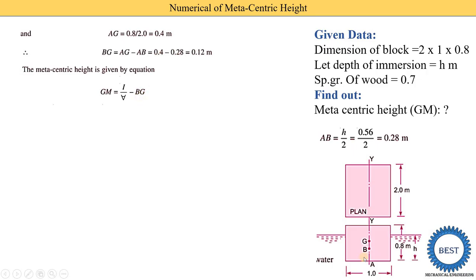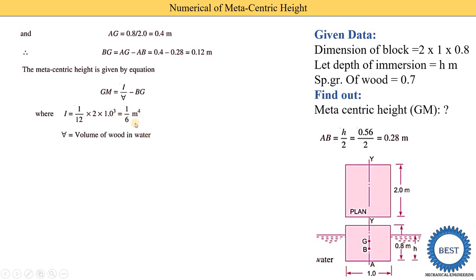And BG means the distance between the buoyancy point and gravitational point, which is equal to AG minus AB. So last we found AB and here the AG. So AG is 0.4, AB is 0.28, so BG is 0.12 meters. Now next we find out the moment of inertia I. So it is b into d cube divided by 12. So it is 2 meter and 1 meter, so 1 cubed. So b, that is 2, into 1 cube divided by 12. So 1 cube is 1. So the answer is 1 divided by 6 meter raised to 4.